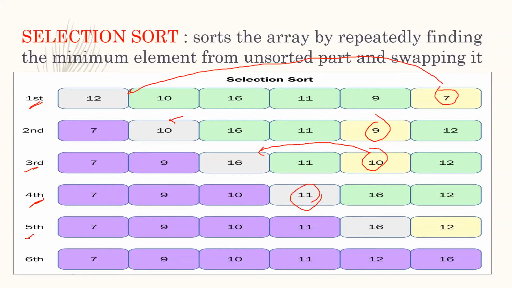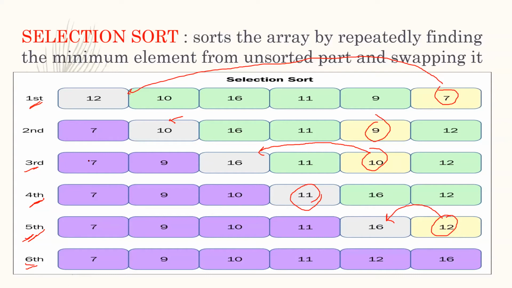Okay, so in the fifth iteration, 12 is the fifth minimum element. So 12 is being swapped with 16 to come at the place of i equals to 4. Okay, and then in the sixth iteration the whole array is sorted.